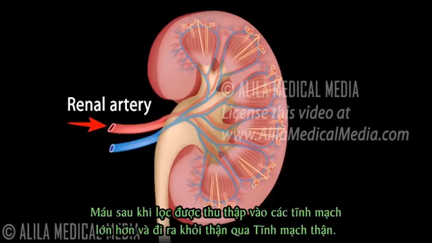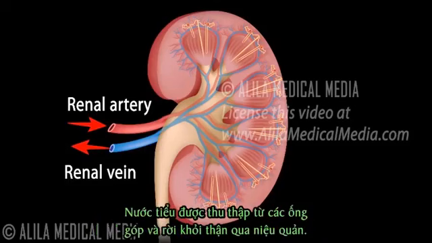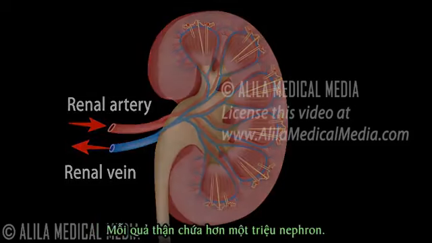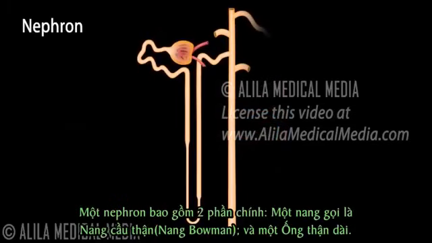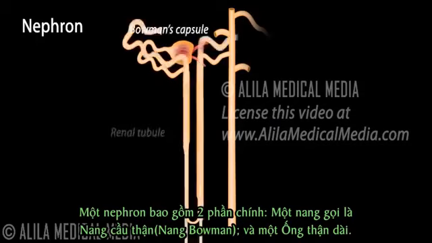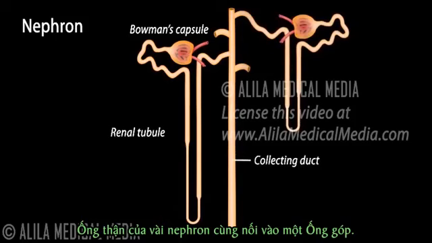The filtered blood is then collected into a series of larger veins and exits the kidney through the renal vein. The urine is collected in collecting ducts and leaves the kidney via the ureters. Each kidney contains over 1 million nephrons. A nephron is composed of two major parts, a capsule known as the glomerular capsule, or Bowman's capsule, and a long renal tubule. Renal tubules of several nephrons connect to a common collecting duct.